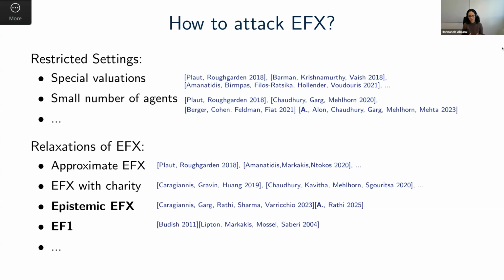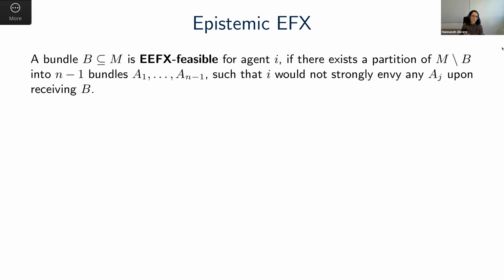One is called epistemic EFX and another is EF1. So let's get into their definitions. We say that a bundle B is epistemic EFX feasible for agent I if there exists a partitioning of the rest of the items into n-1 bundles, A1 up to An-1, such that agent I would not strongly envy any of these bundles upon receiving B.